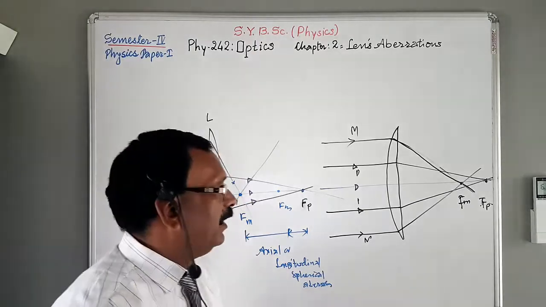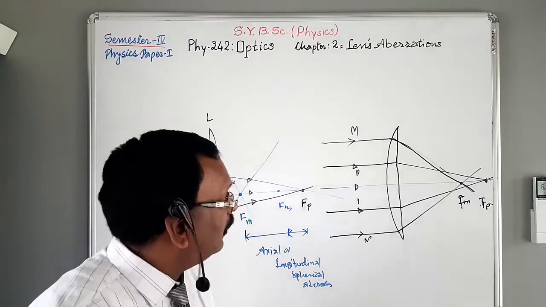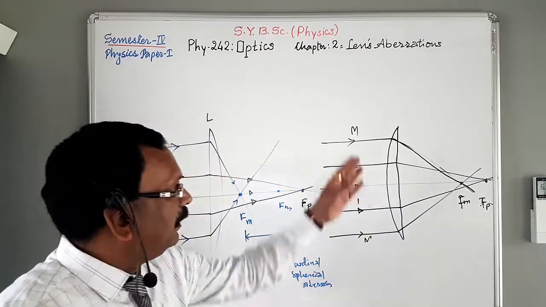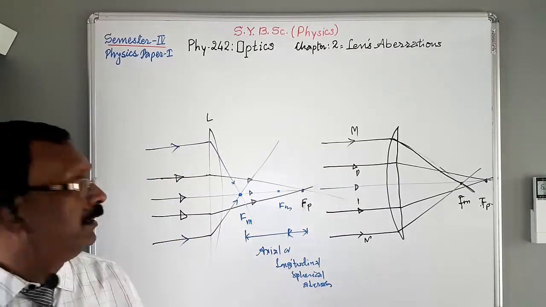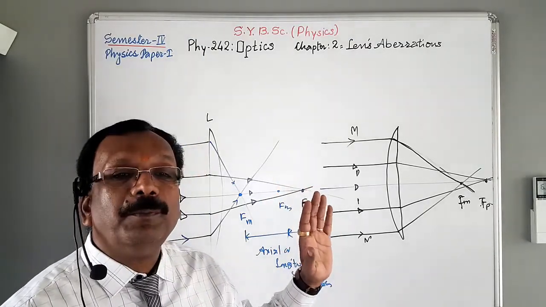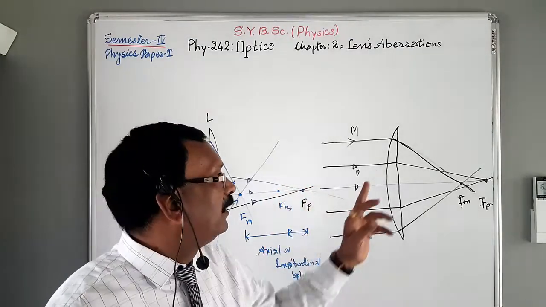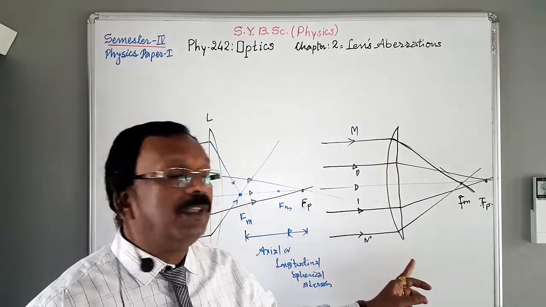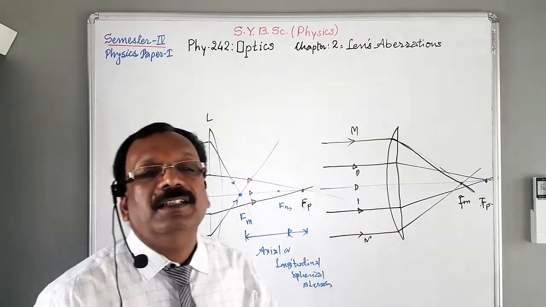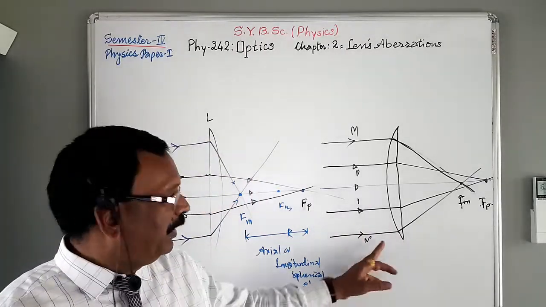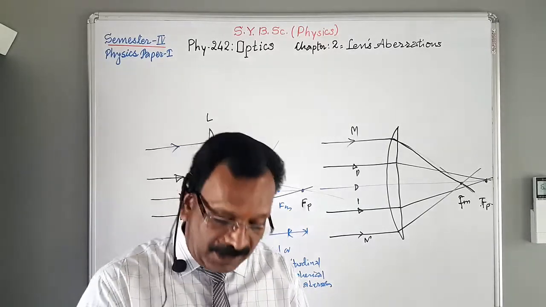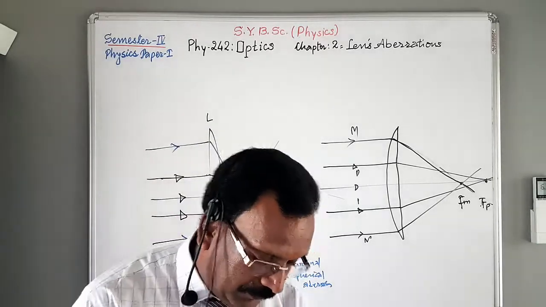So if we share the marginal rays and paraxial rays in this way, then we can reduce it. That's what we have to do. We have to make the arrangement in such a way that the curved surface of the plano convex lens is going to face the incident rays. When we do this, then obviously we can reduce the spherical aberration.